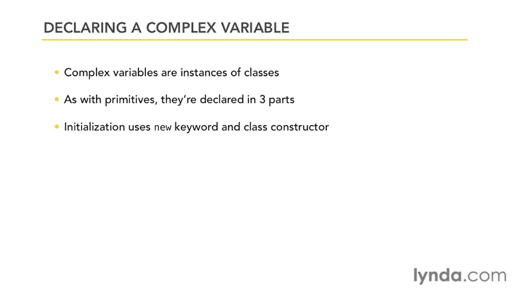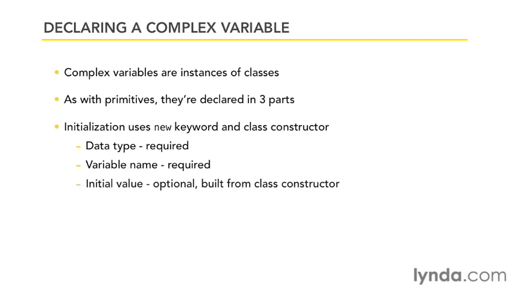Here's what the code looks like. Once again, it'll have the data type and the variable name, and then optionally the initialization. The first part of this declaration is the data type. I'm referring to a class.